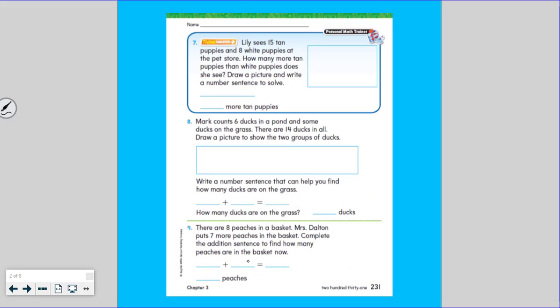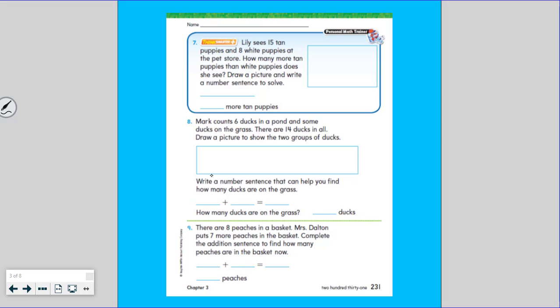All right, next page. All right, think smarter problem. Love these. All right, Lily sees 15 tan puppies and 8 white puppies at the pet store. How many more tan puppies than white puppies does she see? Draw a picture and write a number sentence to solve. So go ahead and you're going to write your number sentence here. You're going to draw your picture here, and then put your answer here. How many more tan puppies were there? Okay, so go ahead and pause your video and do that, and then we'll check together.